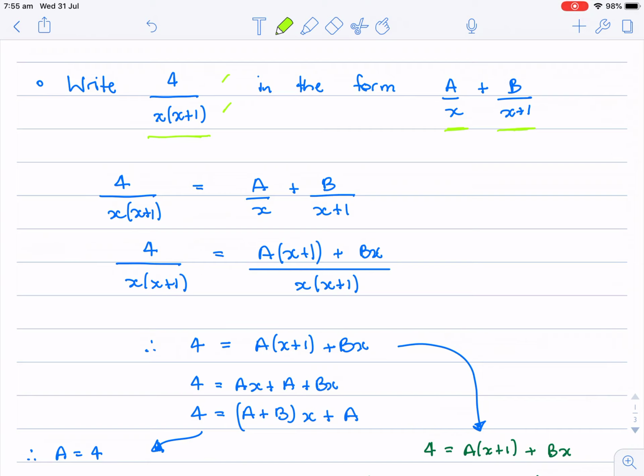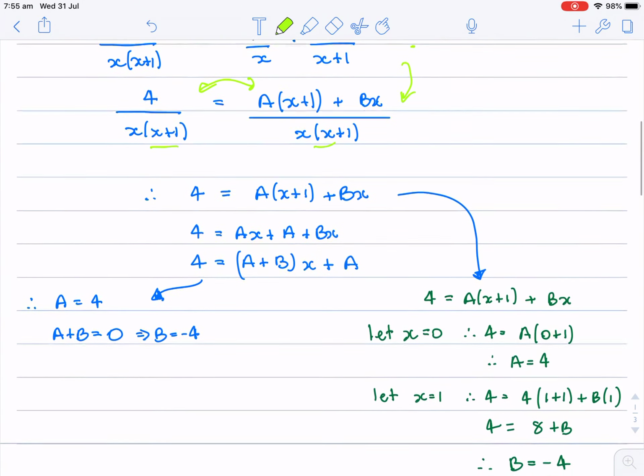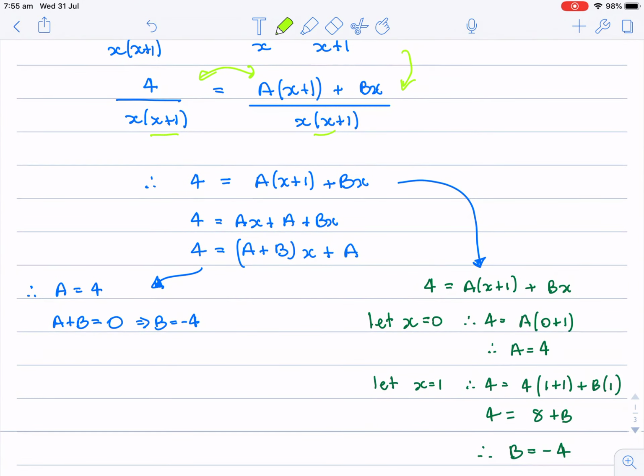So our process is to make these two equal in this line. So we've got the a on x and the b on x plus 1. But then we put them over a common denominator. So we get our two denominators being the same, which means our numerators must be equal. So there's two ways to do it, and I'll go through both ways of doing this. I'm just going to ignore the denominators and work with the numerators in this line. So I've just got 4 is equal to a(x plus 1) plus bx.